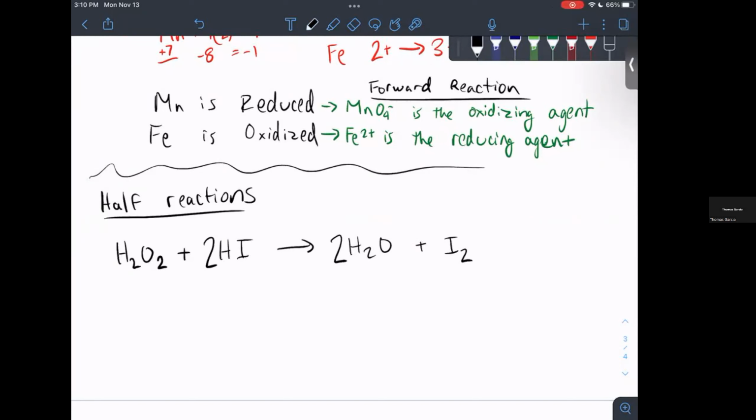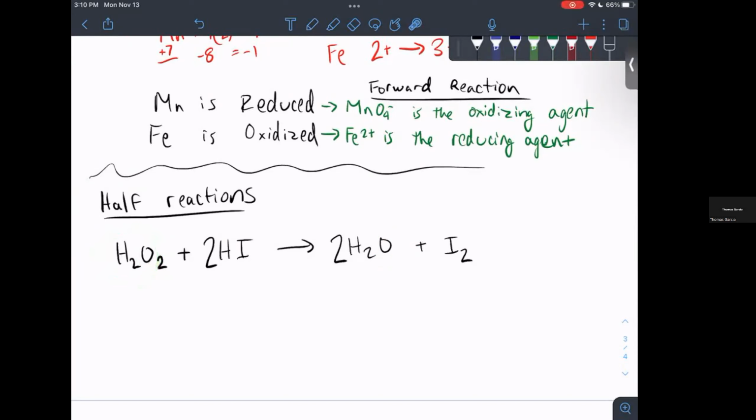So let's go ahead and do our math. So I'm going to start with iodine. I always know hydrogen's not going to change because it's always going to be +1. And normally, oxygen also isn't going to change, except we now have an oxygen exception, hydrogen peroxide.